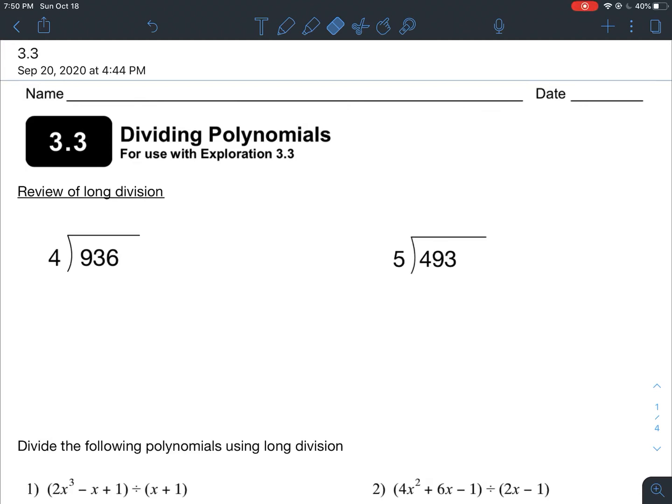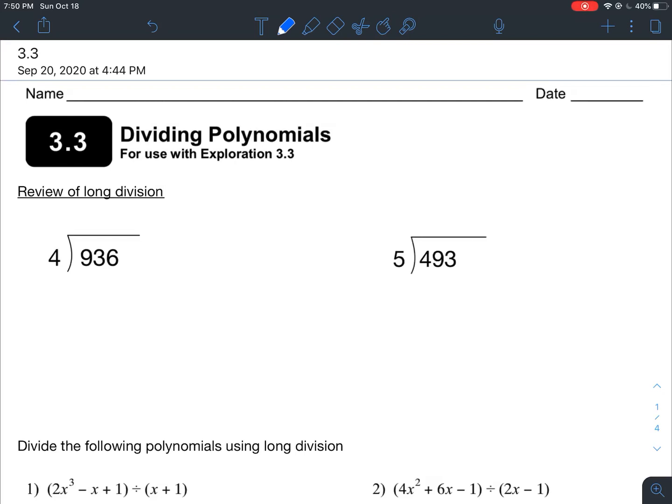Alright, so this week we're going to be covering 3.3, dividing polynomials. So far we've learned how to graph, how to add, subtract, and multiply polynomials, so now it's time to divide. I'm not sure if many of you were familiar with how to use long division with examples like these that we have here, but it's actually pretty similar using long division with numbers and long dividing with polynomials.